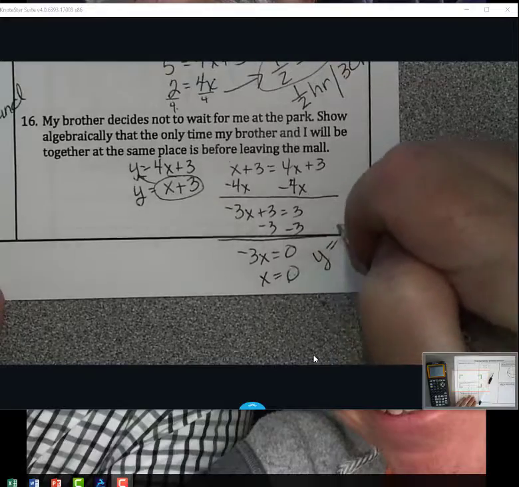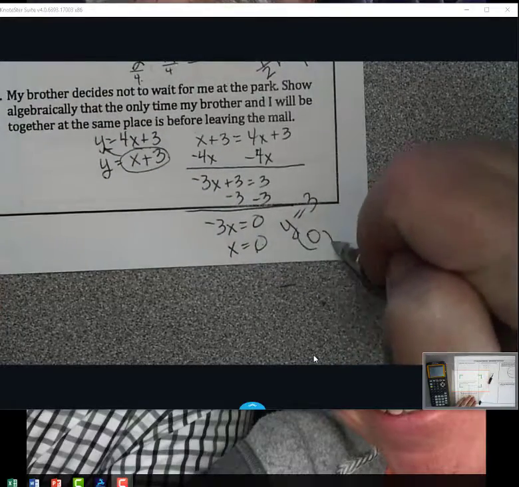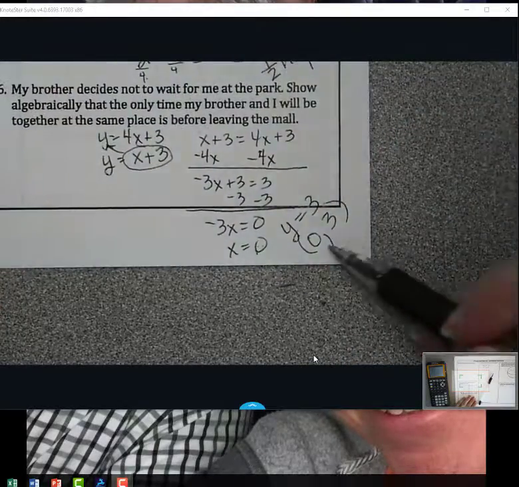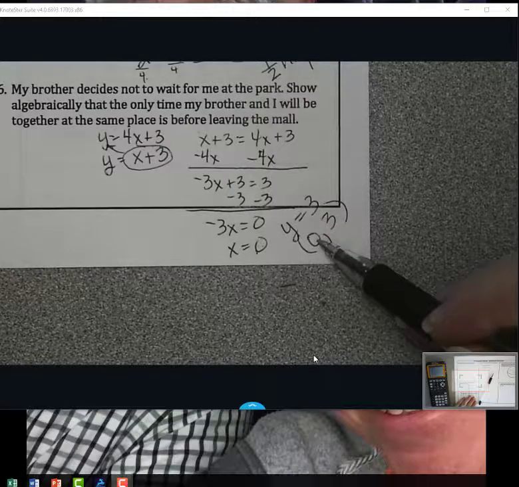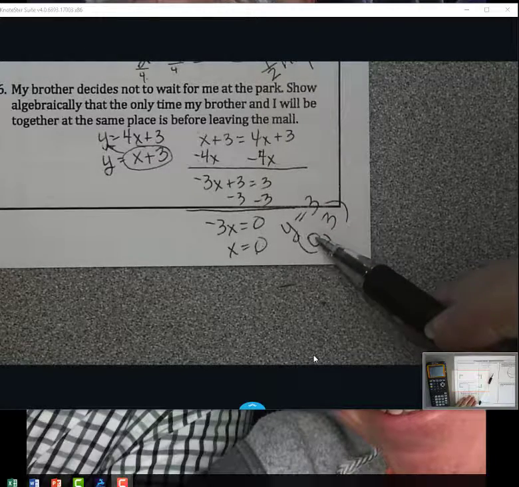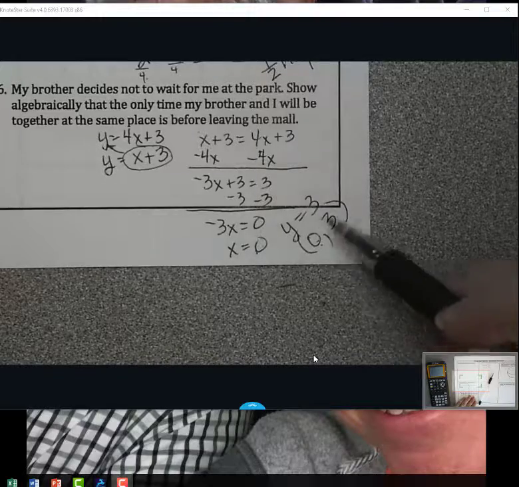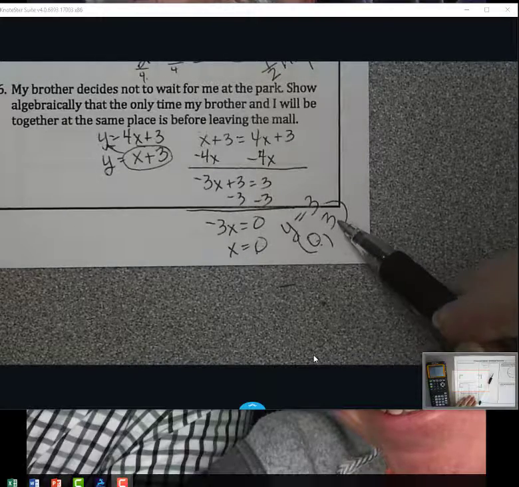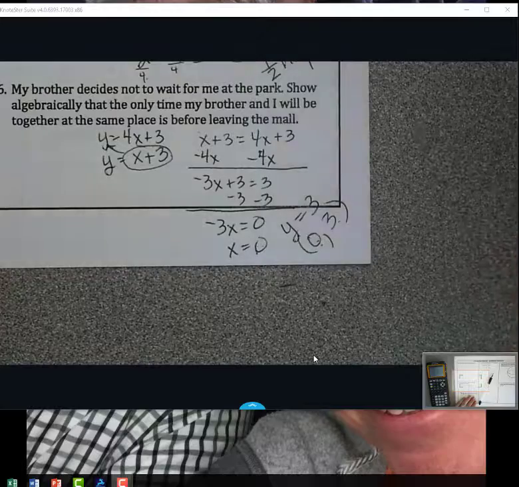Okay? So that means the only time they are together at the same place is where they start from. At 0 hours, they are both 3 miles away from home. This is the only time they're in the same spot.